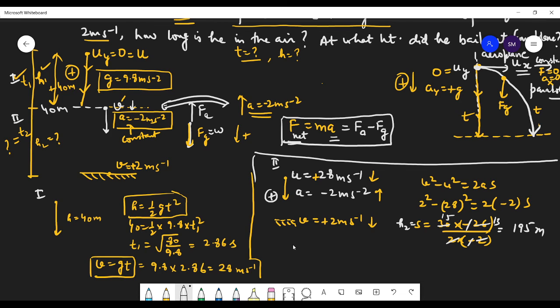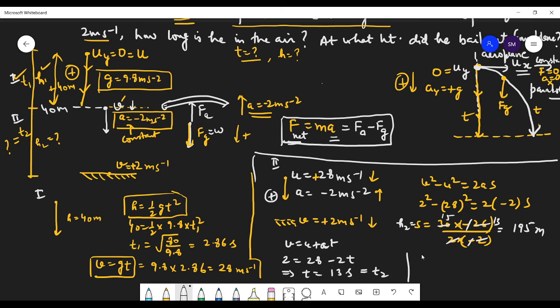Now you have to find the time. So V is equals to U plus AT. So V is equals to 2. U is equals to 28. A is equals to minus 2. So what will be your time? 13 seconds. Absolutely correct. So this time is your 13 seconds. So that will be your T2.